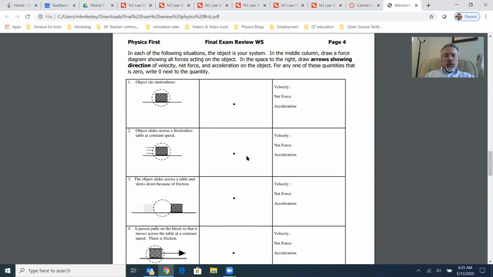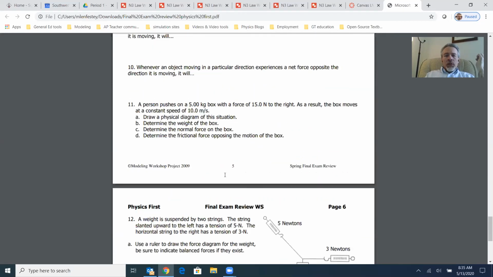And then the second part was we were doing stuff with force diagrams, and that's where you had to draw the forces that act on it and figure out which way it's moving, and net force and acceleration. And there's a few extra problems here.